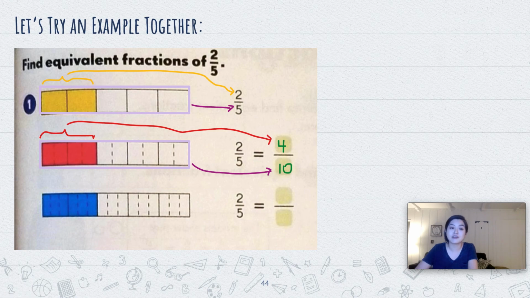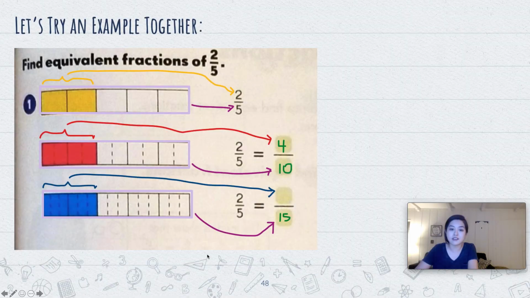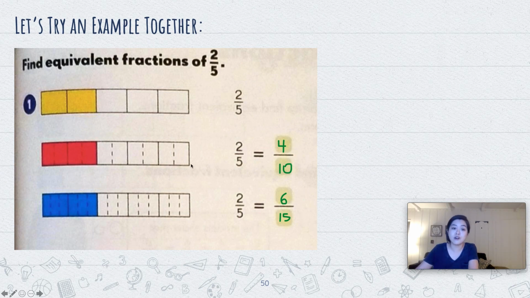Okay? And let's look at the third picture here. Okay, so that's the whole. And how many parts are in this whole? Well, there's 1, 2, 3, 4, 5, 6, 7, 8, 9, 10, 11, 12, 13, 14, 15. Okay, so there's 15 total parts. And I see that the blue is the same as the yellow. Okay, and that is 6 parts total of blue. So I know that an equivalent fraction of 2/5 is 4/10 and 6/15.